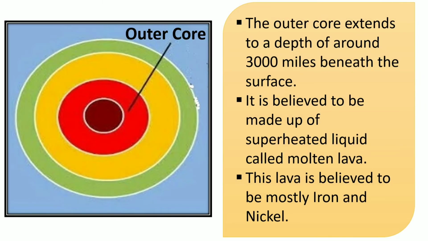We have the next layer called outer core. The outer core extends to a depth of around 3000 miles beneath the surface. It is believed to be made up of superheated liquid called molten lava. This lava is believed to be mostly iron and nickel.